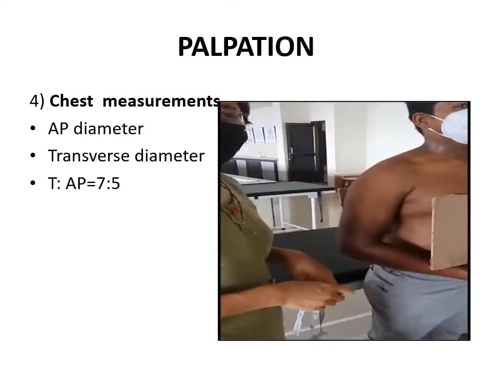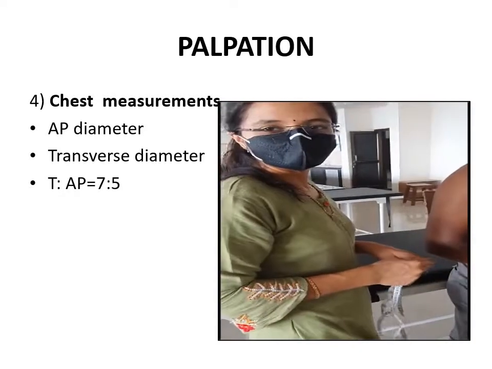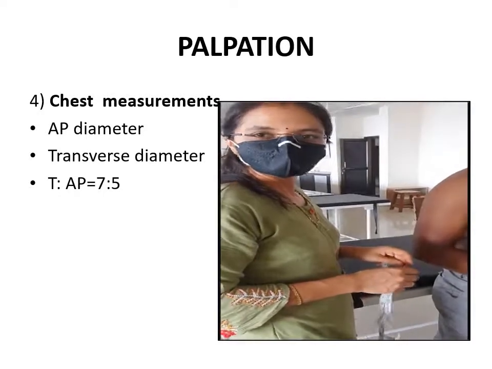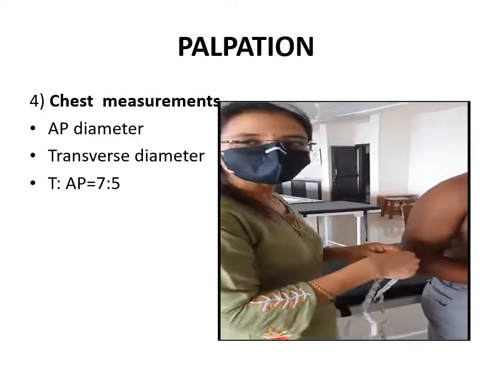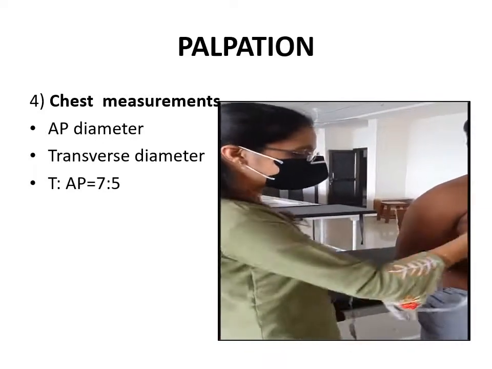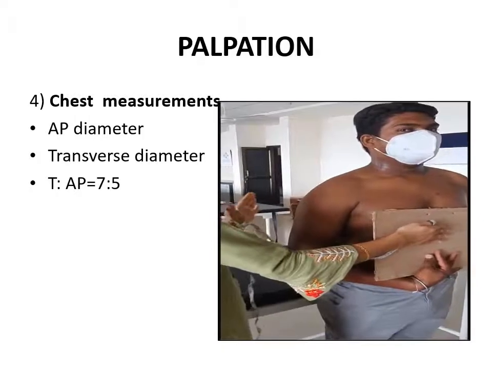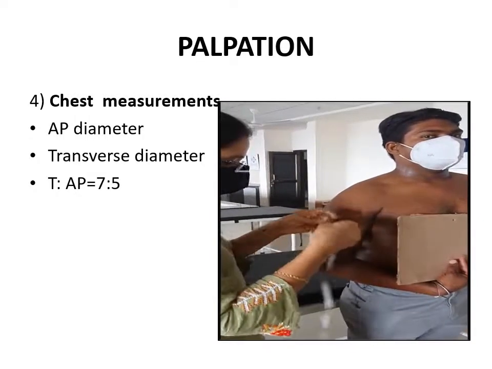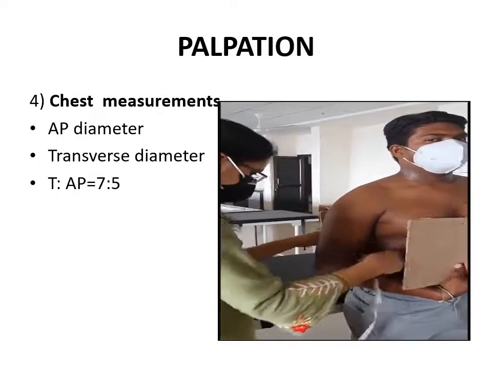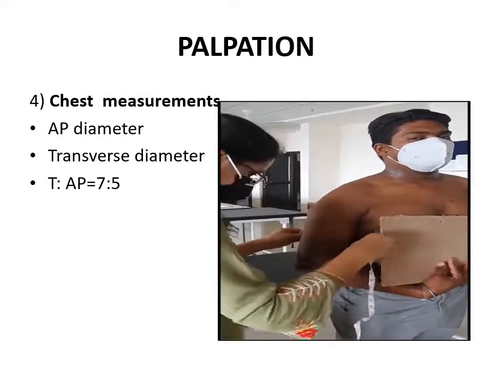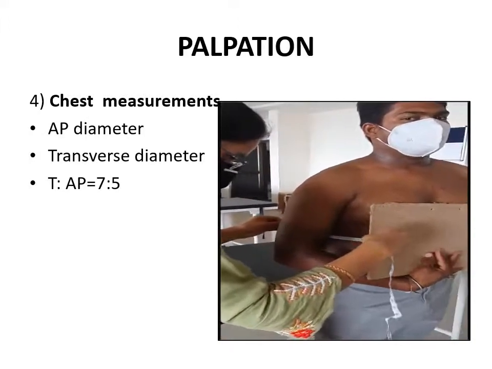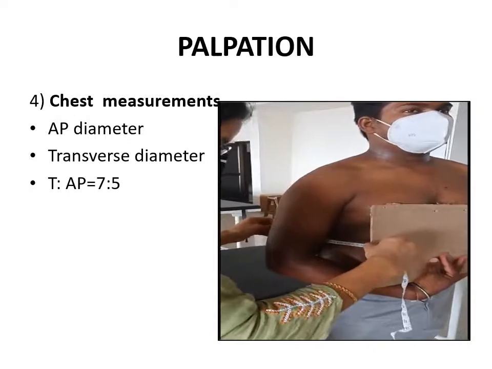Okay. So chest measurement: we will measure transverse diameter, AP diameter and full chest diameter. For the AP diameter, we place cardboards on the front of the chest and back of the chest, right? And then we measure the distance between these two. Okay, so this is 26.